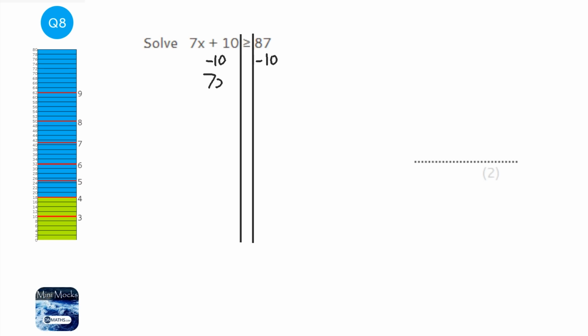So we've got 7x, and then this time don't forget, don't put an equal sign, you must put the inequality sign, and 77, and then we're going to divide by 7 both sides. So we've got x is greater than or equal to 11.